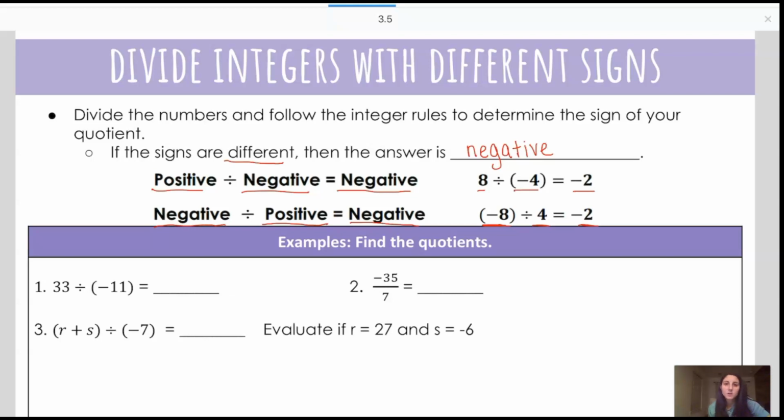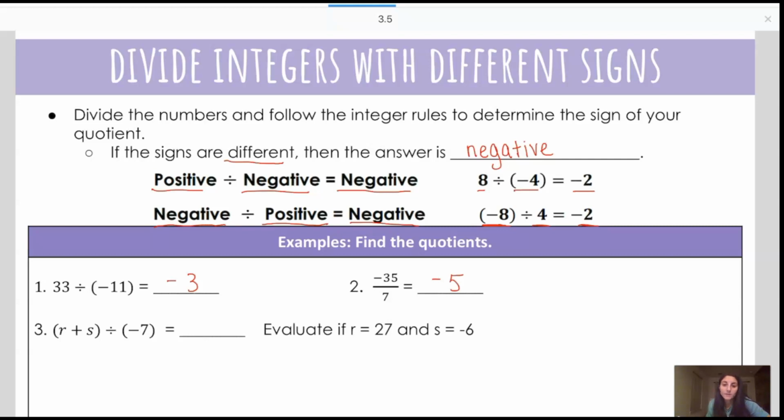Number 1 says 33 divided by negative 11. So we have a positive divided by a negative. The signs are different, so our answer is negative. And 33 divided by 11 is 3. So our final answer is negative 3. Number 2, we have negative 35 divided by positive 7. We have a negative divided by a positive, so those signs are different, so our answer will be negative, and 35 divided by 7 is 5.